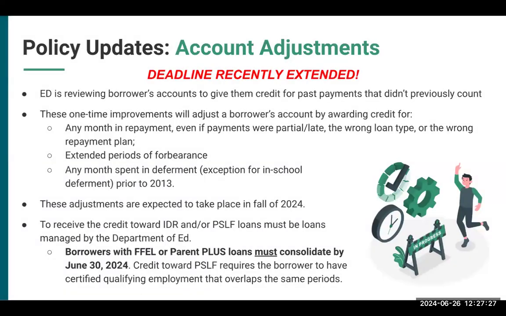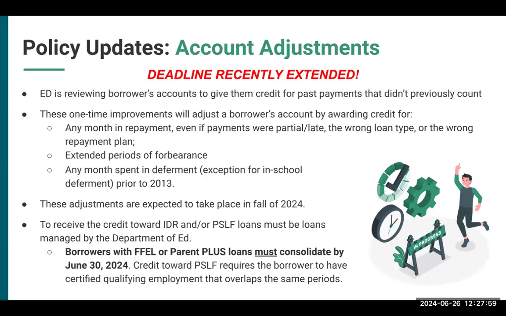As you've seen with these programs, there are quite a few requirements that you need to meet. And historically, borrowers have struggled to meet all of those requirements. In response to this, the Department of Education is conducting some one-time account adjustments. What they are doing is they are going to be going through everyone's accounts and giving you credit for past payments that did not previously qualify. This will help put you closer to the finish line for forgiveness under both PSLF and income-driven forgiveness.